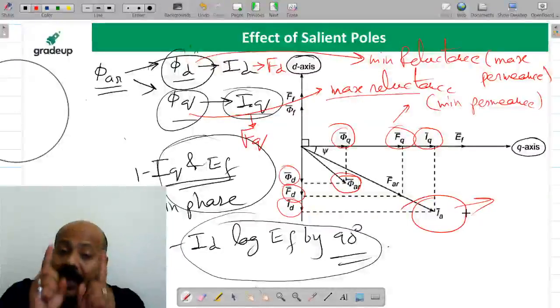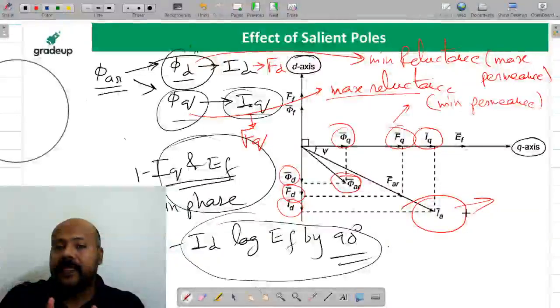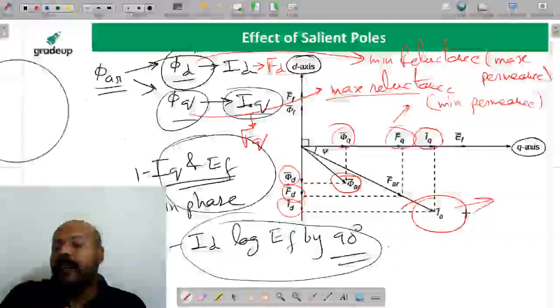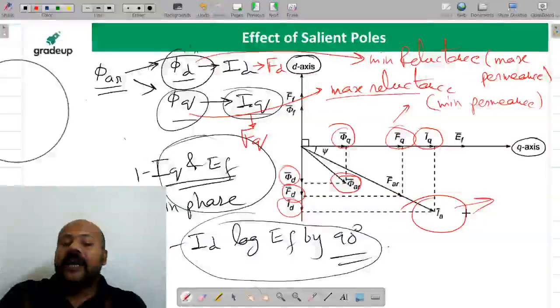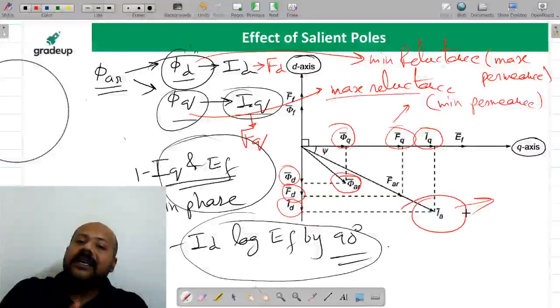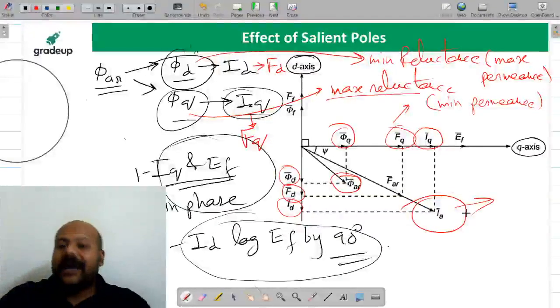This is a very important point. All of you should note this down. This is a very, very important point: your armature reaction flux, the equivalent flux, is not in phase with the armature current. There is some phase difference.